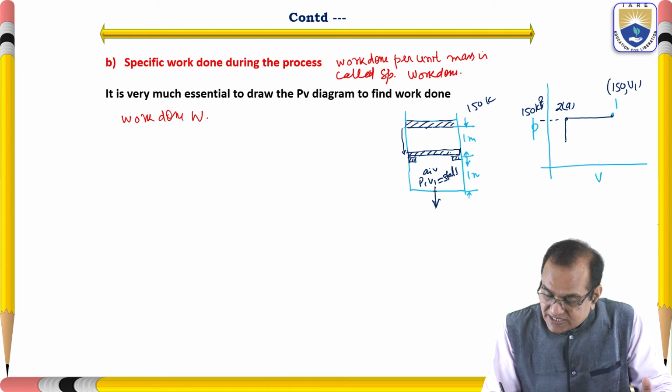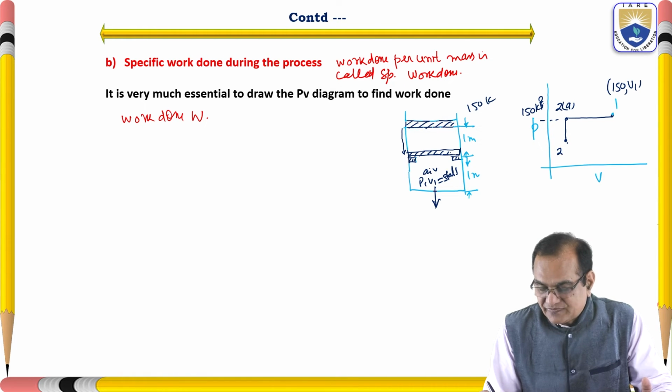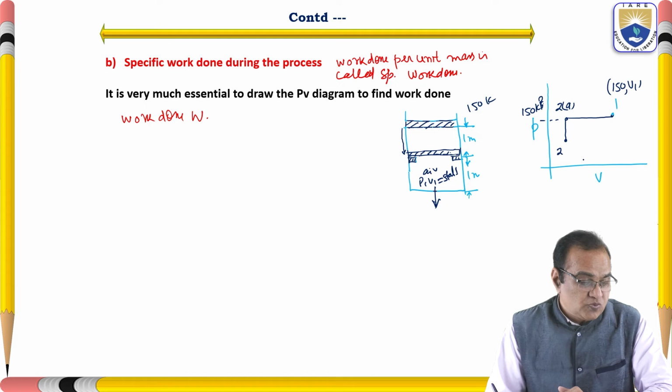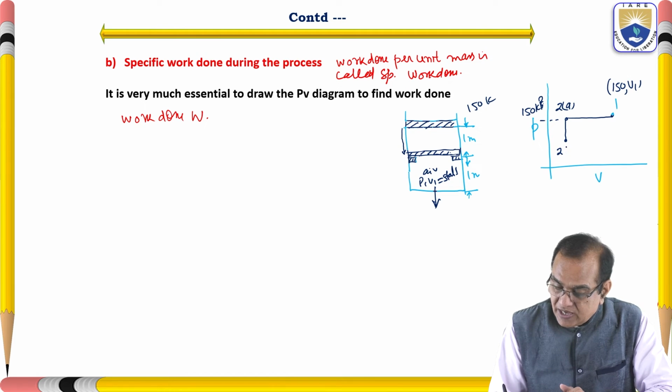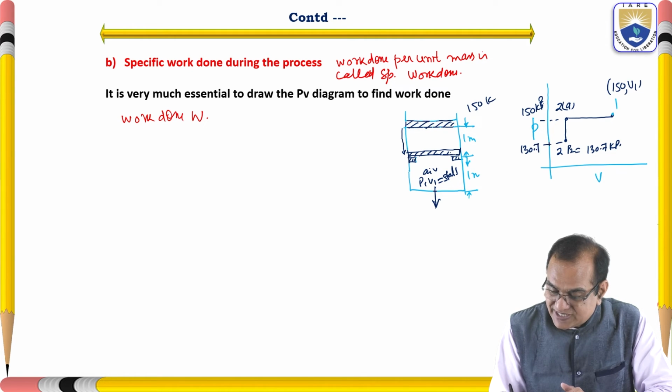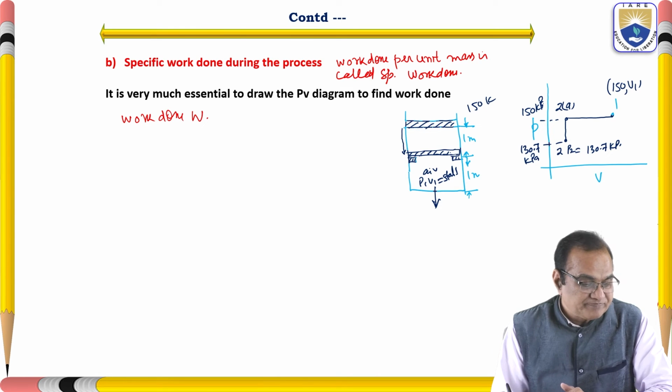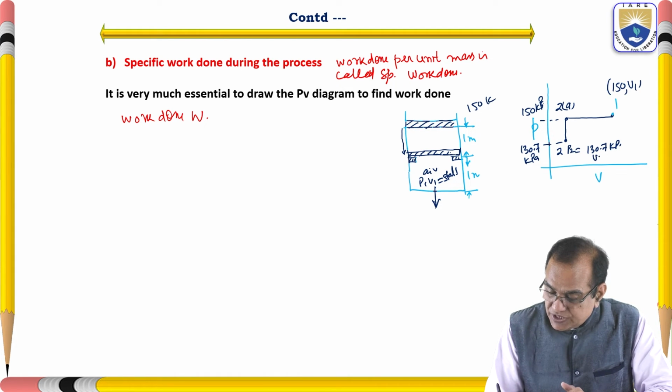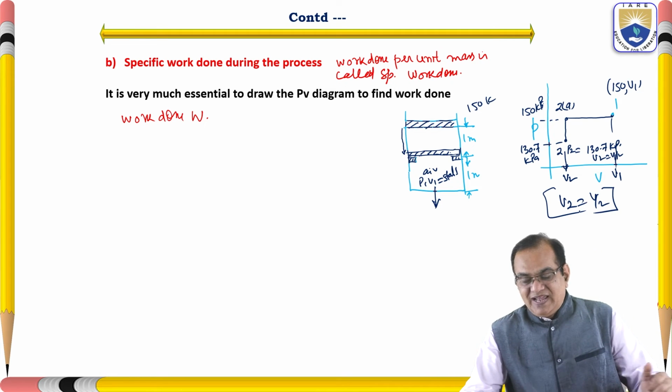volume process. This is the 2. So this 2, P2 is given as 130.7 kPa. And this V2 is equal to V1 by 2. So this is your V1 and this is your V2. So this V2 is equal to V1 by 2 as per the given condition.